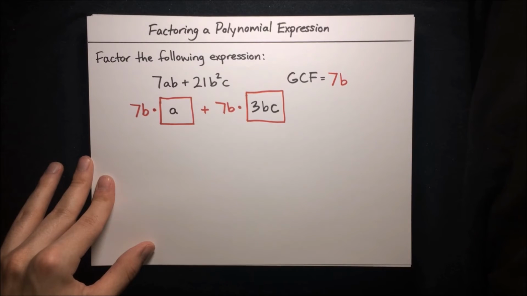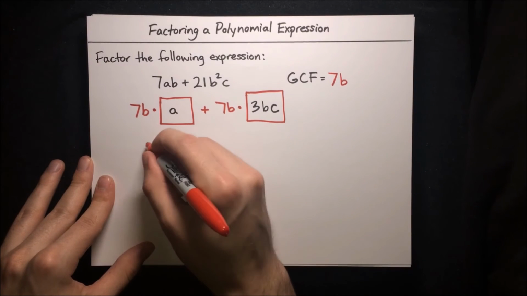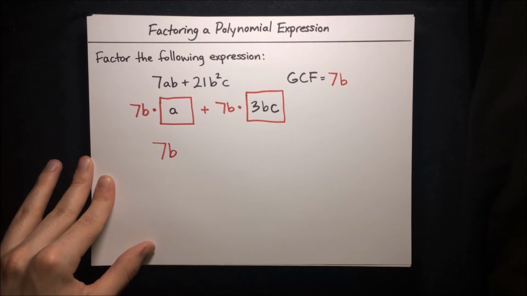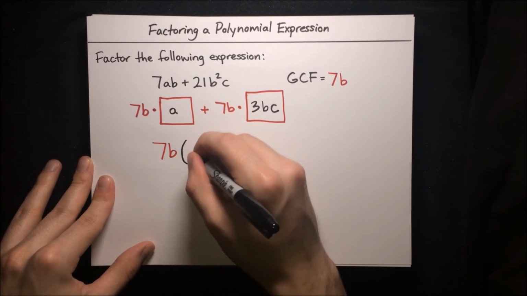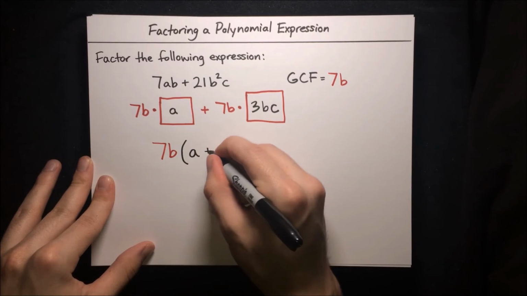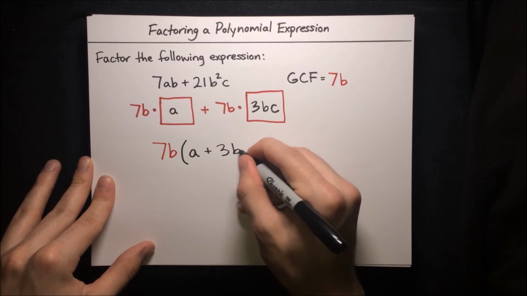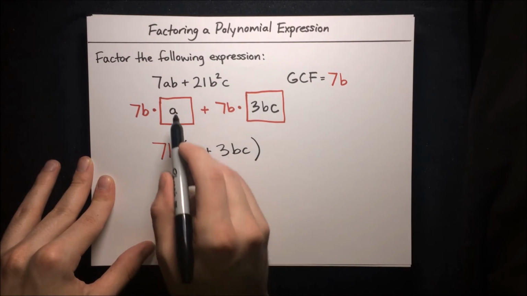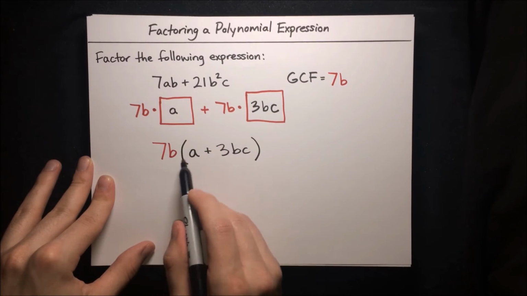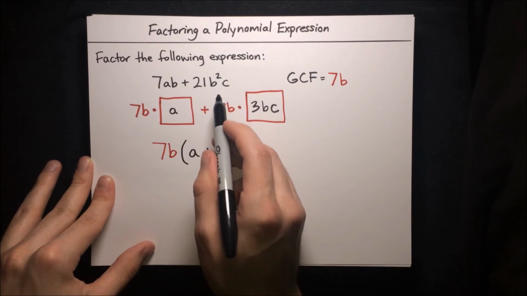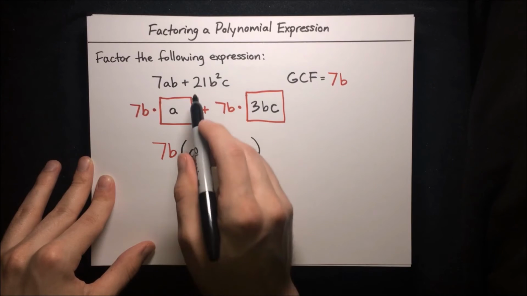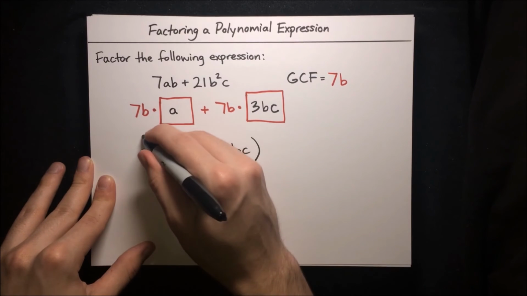Now here's the final factoring step. Remember, we just pull out that greatest common factor, we undistribute it, and the leftovers are just a plus 3bc. We can double check ourselves. 7b times a makes 7ab, yeah, and 7b times 3bc makes 21b squared c. Yeah, so if we were to distribute this, we'd get an expression that's equivalent to the original. So this is indeed our factored form.